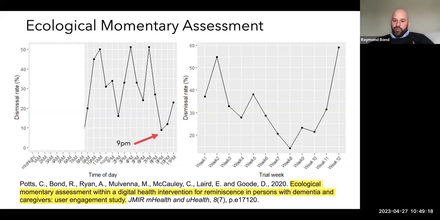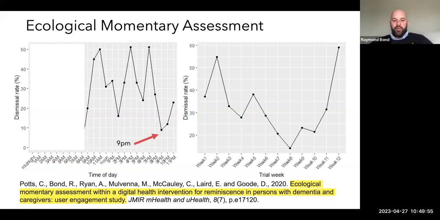In the Reminiscence app, we did use ecological momentary assessment, where we had pop-up questions that would pop up during the reminiscing session, and might ask them a question about how close they feel to their spouse, for example, and then they would answer that. Interestingly, what we found is that people would dismiss that pop-up question in the morning, but they're much more likely to answer that pop-up question in the evening at 9 p.m. That is, the dismissal rate of that pop-up question is really low in the evening.